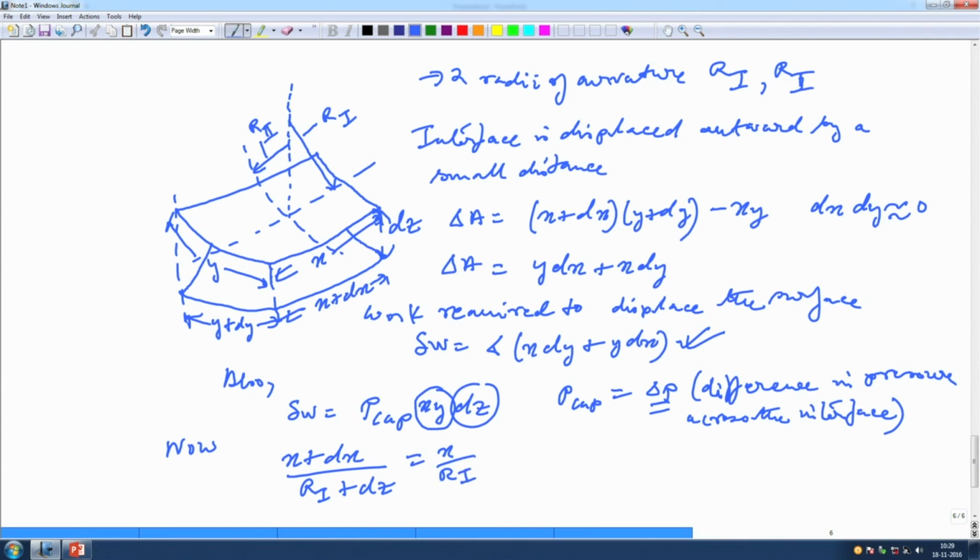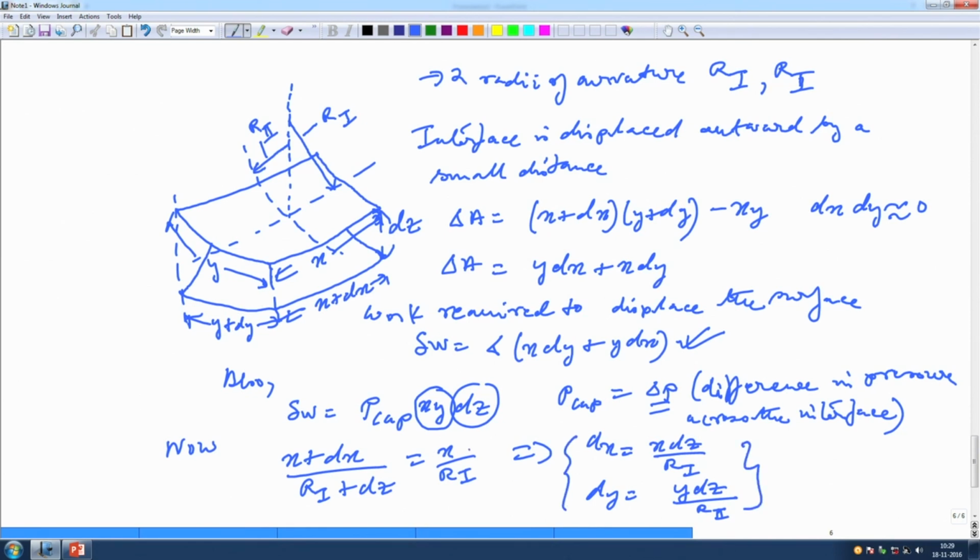Got it? Okay. For infinitesimal displacements, you can look at it from the similar triangle point of view. In this way you can show that dx is nothing but x dz by R1. Similarly, you can do the same thing for R2, okay, not Ri, it is R1 and this is R2. You can show that dy is y dz divided by R2. You can show these two expressions.